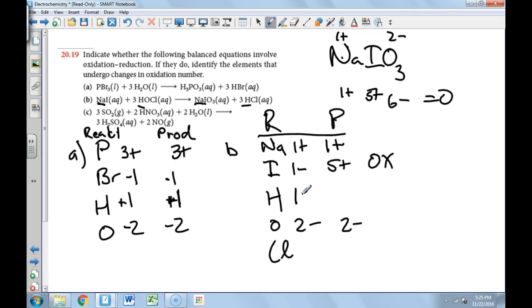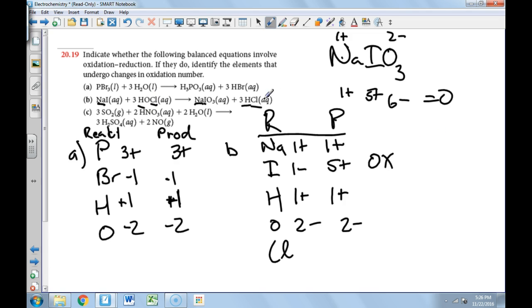Now we're on the hunt for something that's being reduced, and 99% of the time it's not going to be the hydrogen. In this case, it's definitely not the hydrogen. Hydrogen here is 1+, and hydrogen here is 1+. It's 1+ when bonded to almost anything, except when it's a binary compound bonded to a metal, like sodium hydride or potassium hydride, and that's not these cases. So the only hope we have here is chlorine.